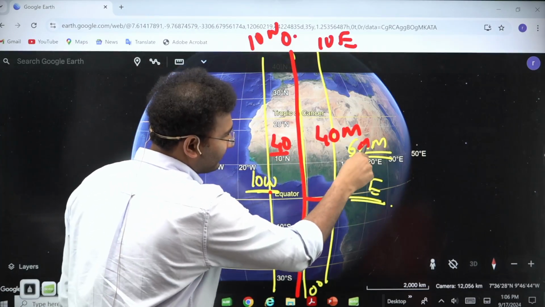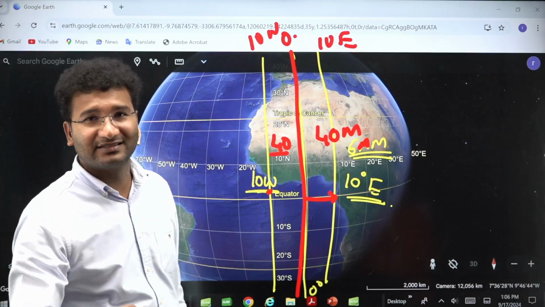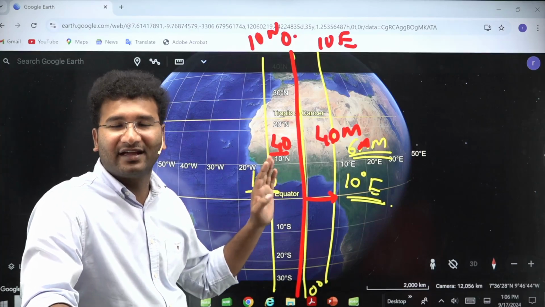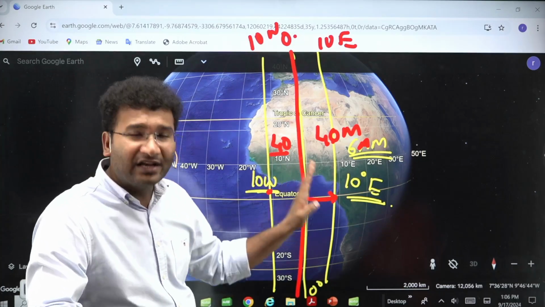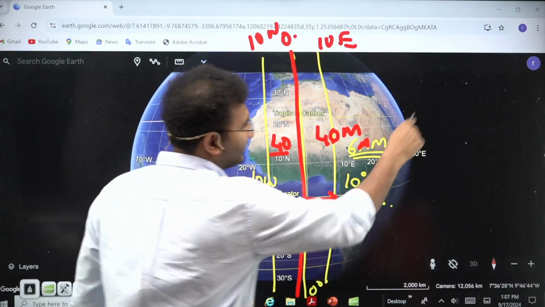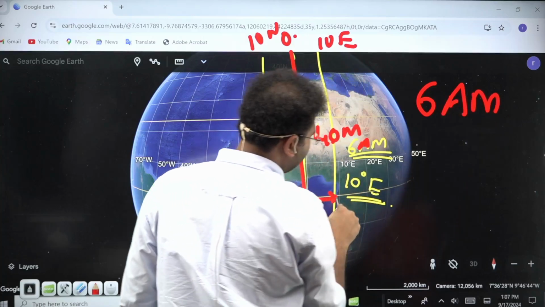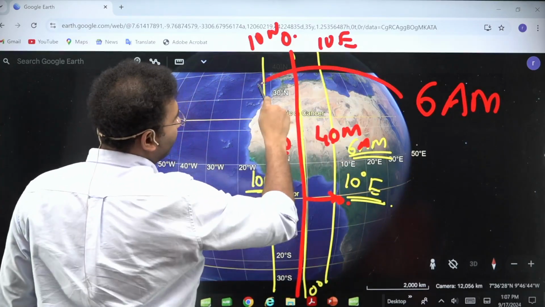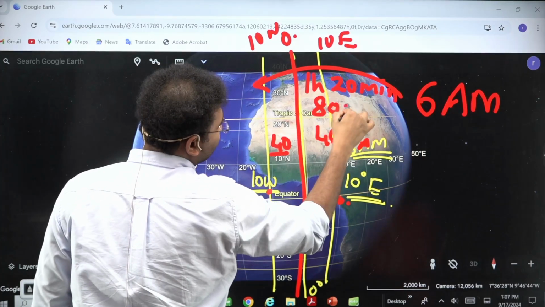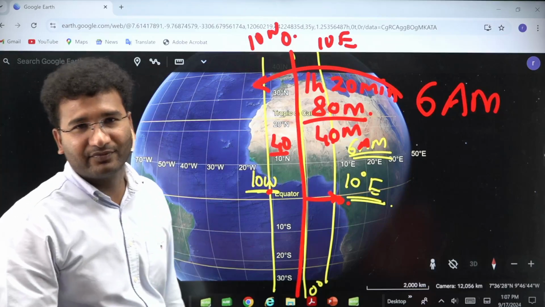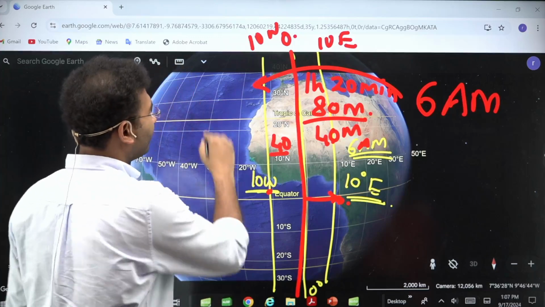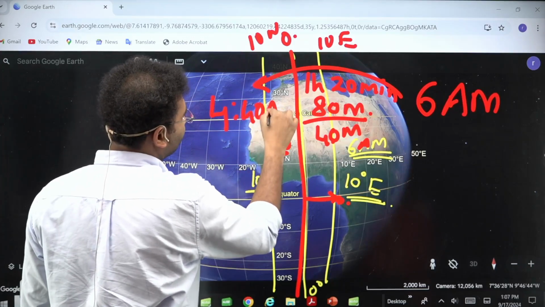Suppose it is 6 AM. What is the time at 10 degrees west? You just need to minus 40 plus 40, that is 80. That means 1 hour 20 minutes this particular longitude is behind. If suppose this is 6 AM at 10 degrees east, now 6 AM minus 1 hour 20 minutes or 80 minutes is how much? Tell me. 80 minutes is how much? Is it 4:40? Here the time is 4:40 AM.